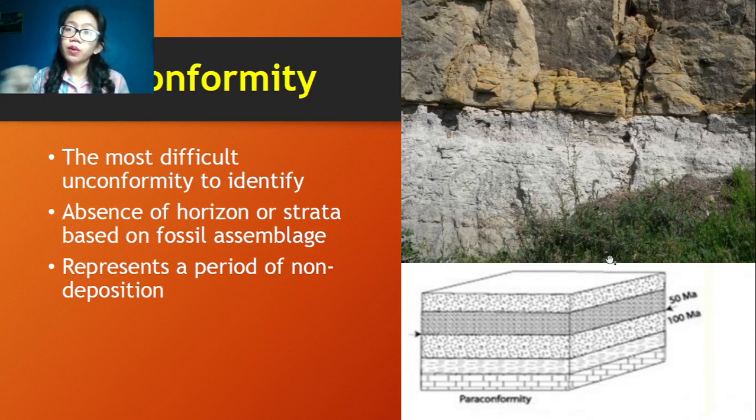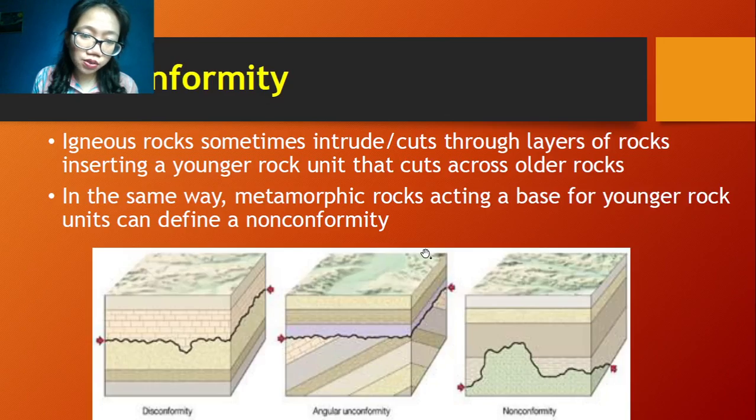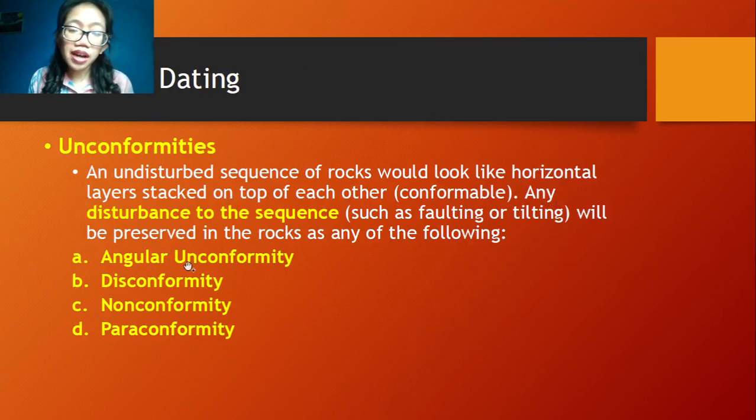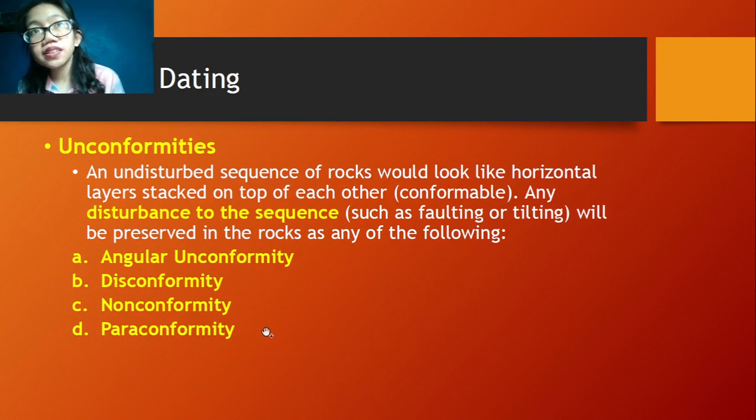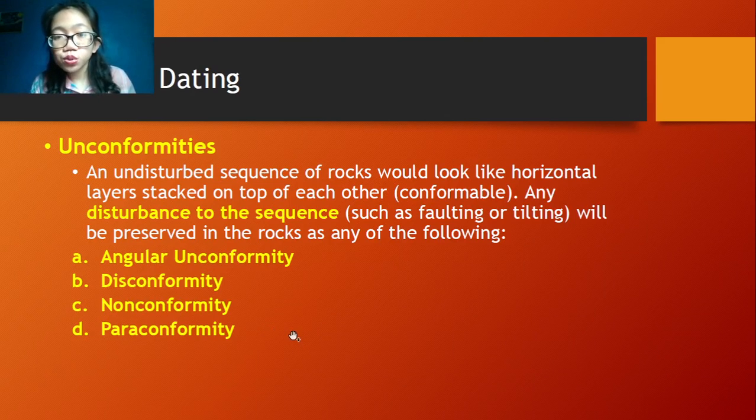Okay, so let's go back to our list. You have your angular unconformity, slanted or vertical. Disconformity, you have weathered materials. Non-conformity, different types of rocks are present. And paraconformity, difficult to identify due to the lack of evidence.